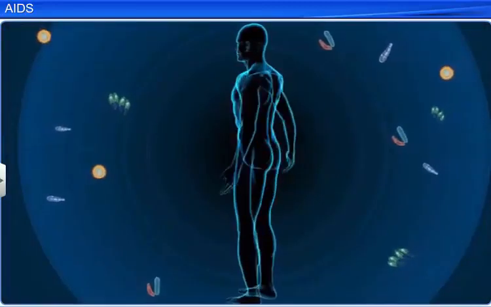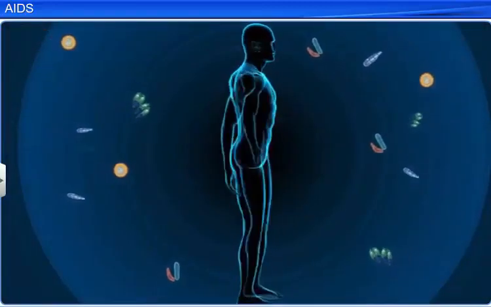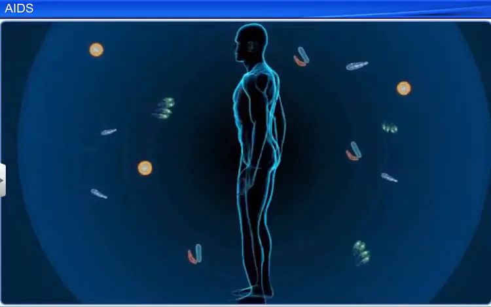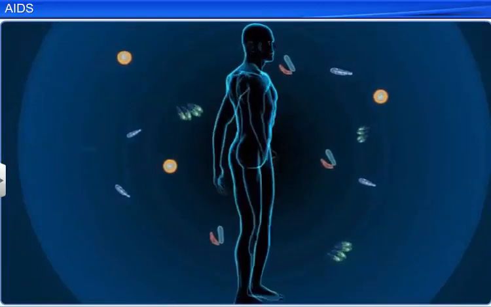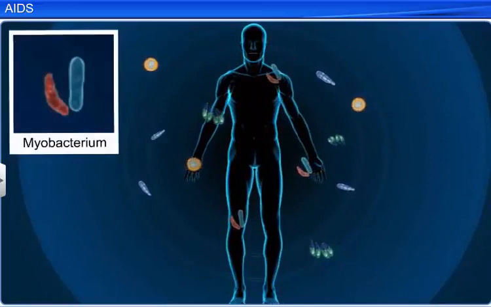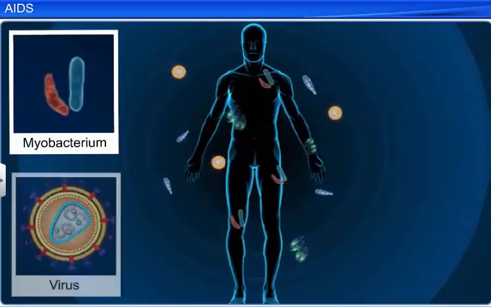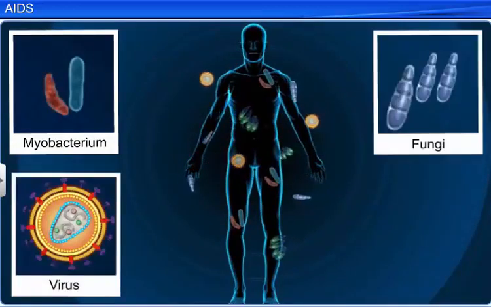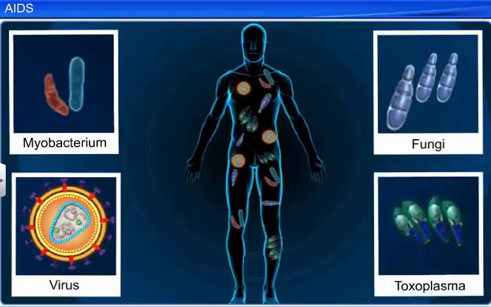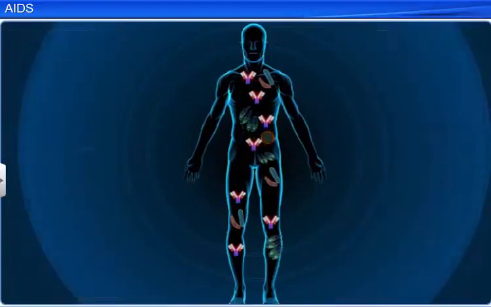They become so immune deficient due to the loss of helper T lymphocytes that they are vulnerable to infections caused by bacteria like Mycobacterium, viruses, fungi, and even parasites like Toxoplasma. Had the HIV virus not infected the body, these infections would have been naturally fought by the body's immune system.